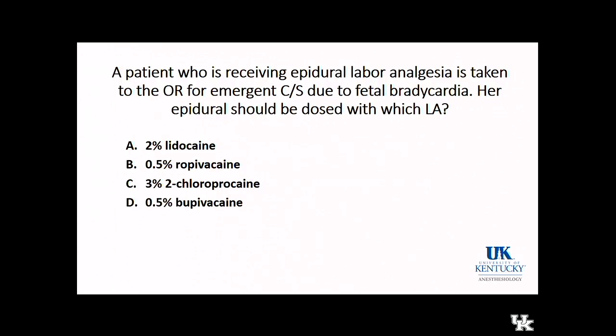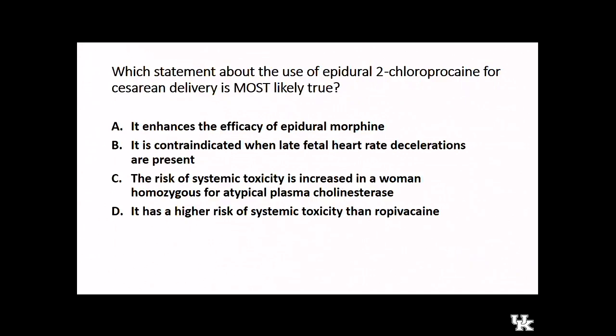And we talked a little bit about this the other day too. It would be 3% chloroprocaine because if you have fetal bradycardia, you're concerned that you have an acidotic fetus. You don't have the issue of ion trapping. And in addition, you get the most rapid onset, so you're most likely to get a level in time before the surgeons are ready to start.